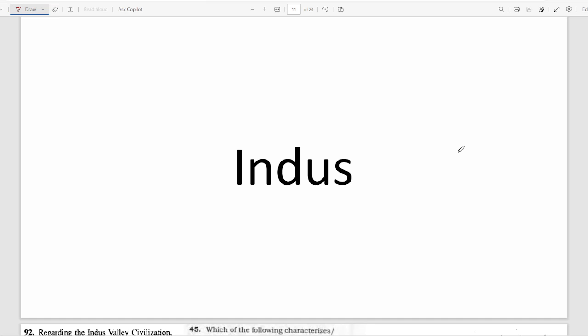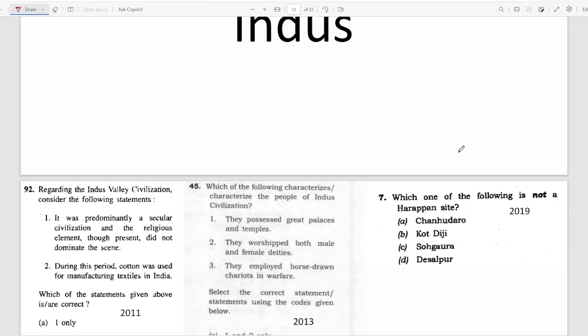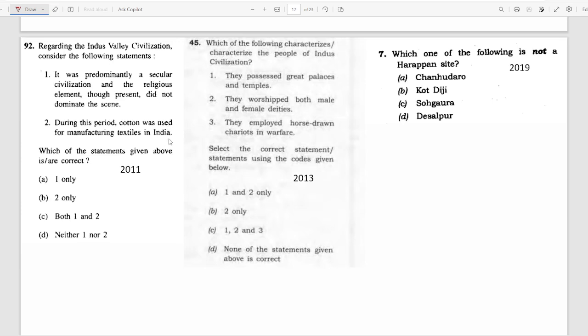Indus Valley Civilization is one of the most critical areas of ancient history, from where questions usually come in the prelims. Moving to the first question, which was asked in 2011, regarding the Indus Valley Civilization: consider the following statements. It was predominantly a secular civilization, and the religious element, though present, did not dominate the scene. So they are asking whether the civilization was secular.